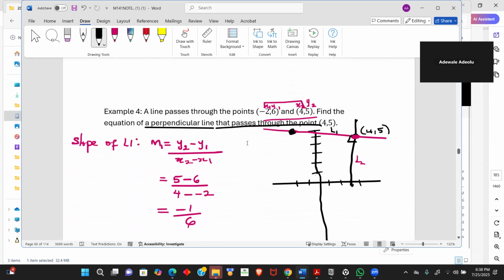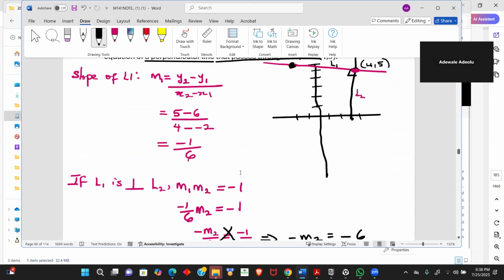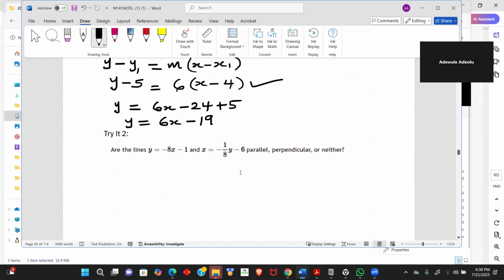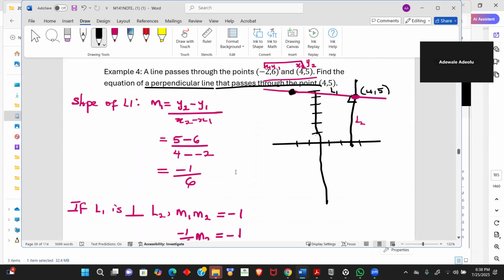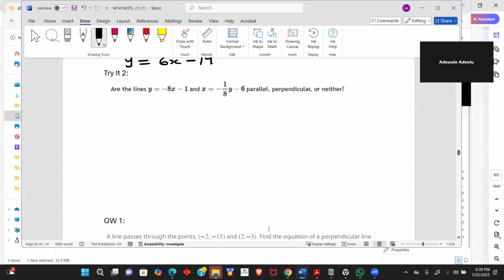So now maybe let us see. Look at the equation we have. We don't even have the equation of the first line, but we were able to use the idea because we have two points through which the first line passes. So we're able to use that idea to find the equation of the second line.